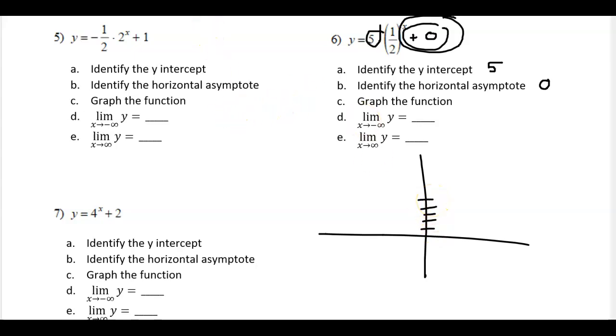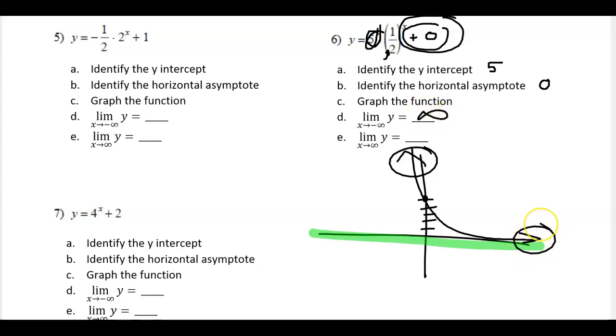And I can't really draw a line where my horizontal asymptote is because it's right on this axis, so I'll just highlight it. And then we're ready to go ahead and graph it. So I've got a positive a value and a fractional b value that's less than 1. So that's going to look something like this. Meaning my left end behavior is positive infinity and my right end behavior is 0.